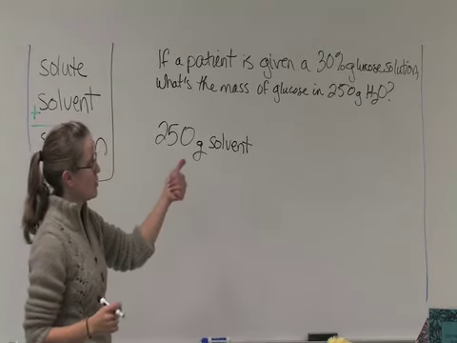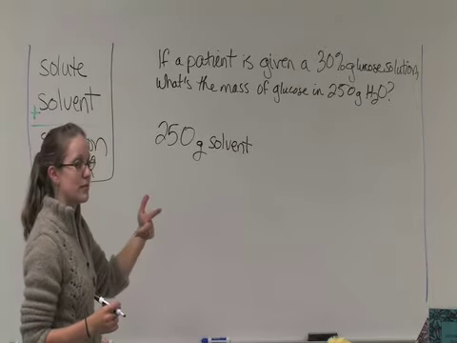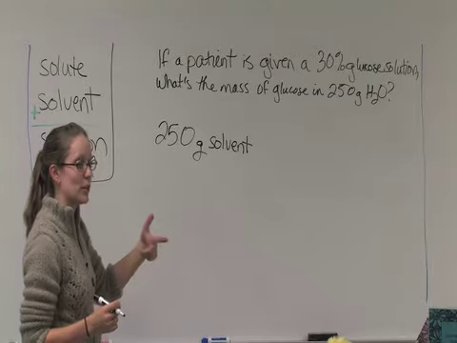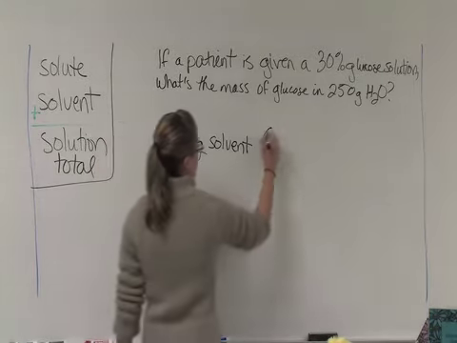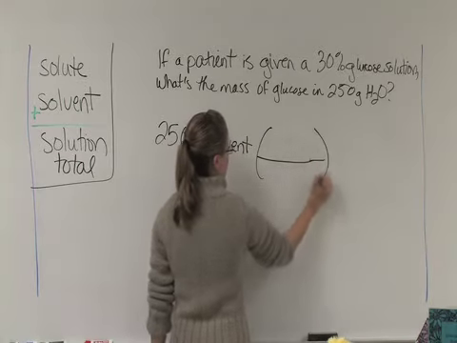So the glucose is like the Kool-Aid packet. The water is what you mix the Kool-Aid packet with in order to make Kool-Aid. So water would be the solvent. Grams of solvent has to go on the bottom so that it cancels.